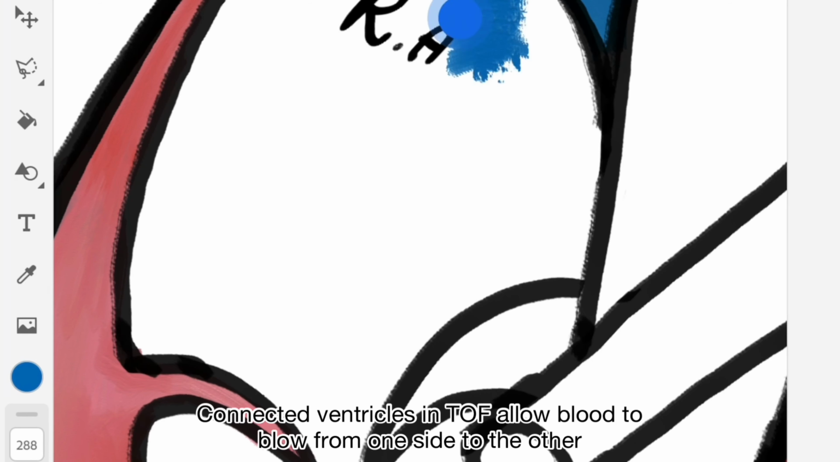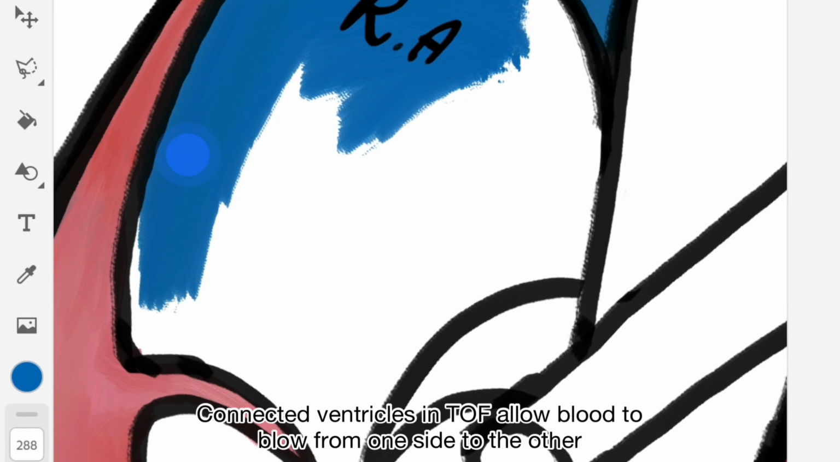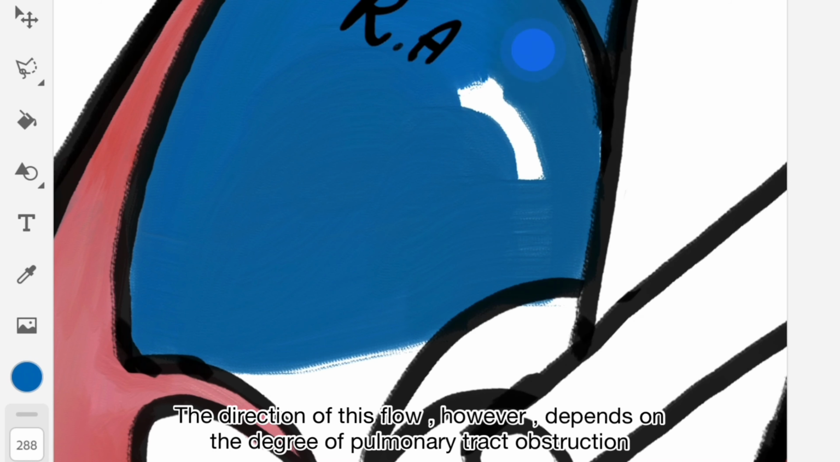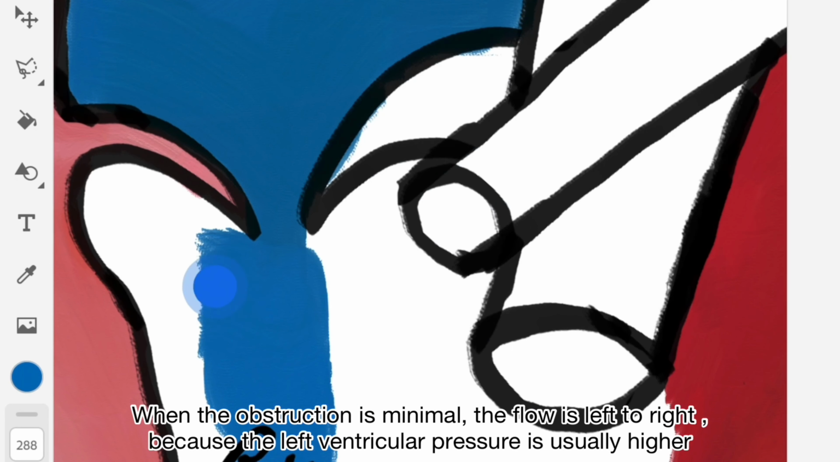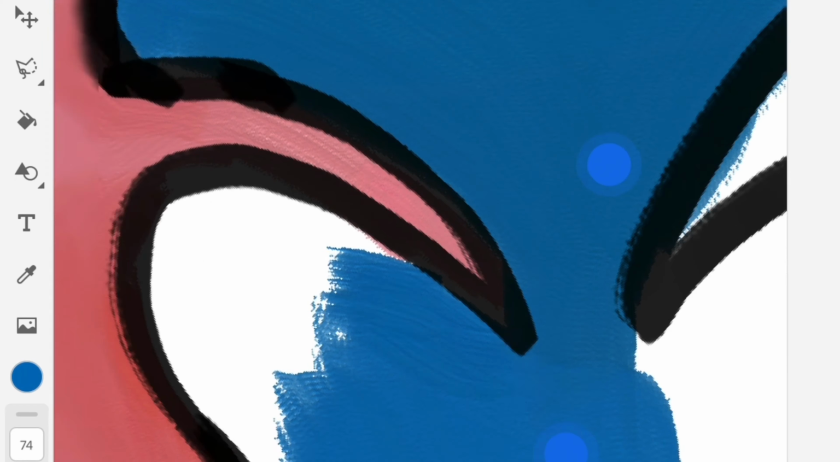Connected ventricles in TOF allow blood to flow from one side to the other. The direction of this flow, however, depends on the degree of pulmonary tract obstruction. When the obstruction is minimal, the flow is left to right because the left ventricular pressure is usually higher.